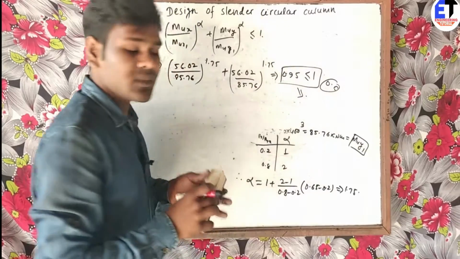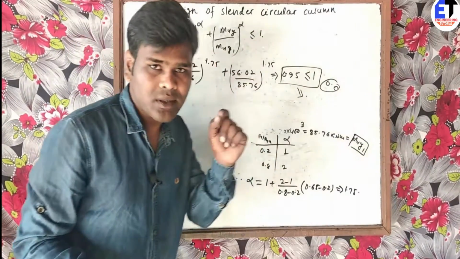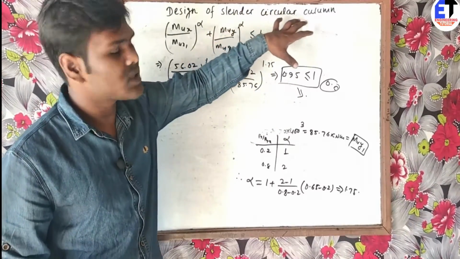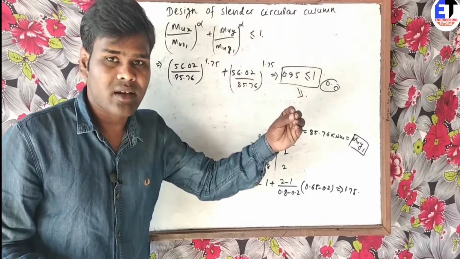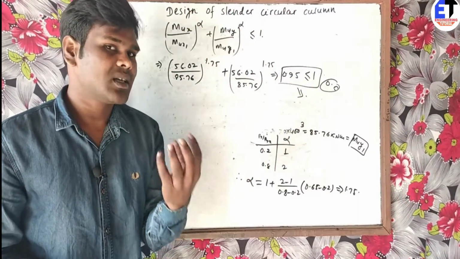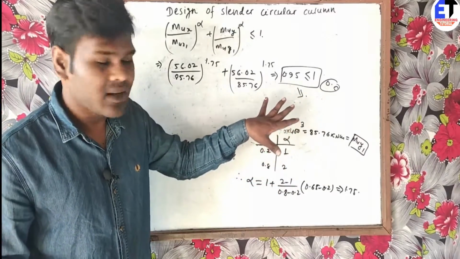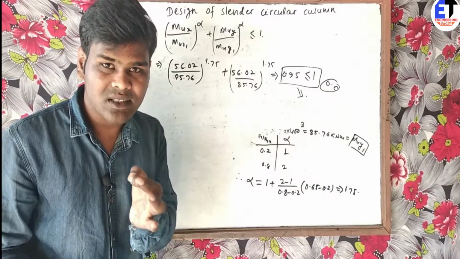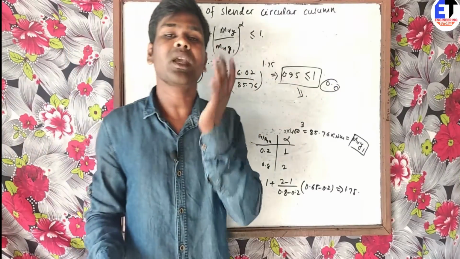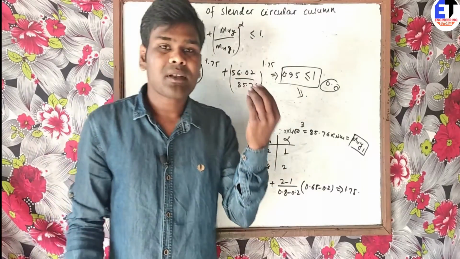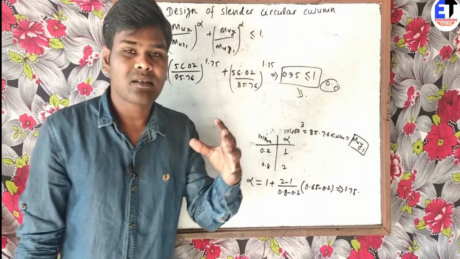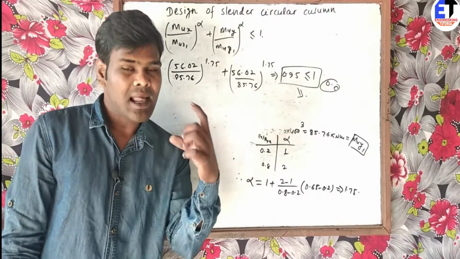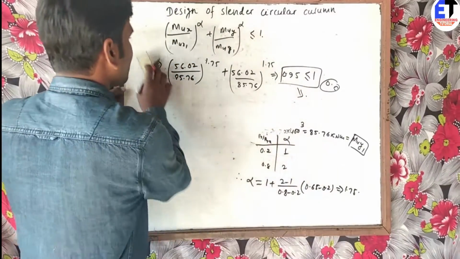This means that the percentage of steel we have taken, 2%, and our assumption for designing this circular column is correct. The 2% steel is sufficient for our design of this circular column. Here we have completed 75% of the design of the circular column. Now we are going to design the diameter of the tie bar and the spacing of the pitch, or the spacing of the lateral bars that are required.